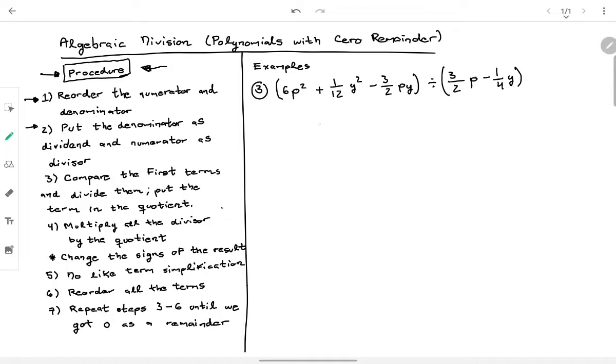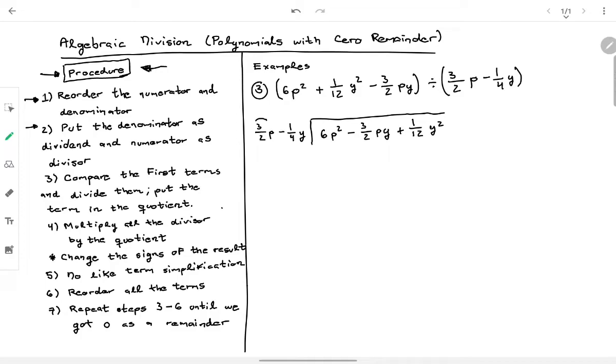So the first one is going to be 6p squared minus 3/2 of py plus 1/12 of y squared, because of alphabetical order. So we will need to put the other one as a divisor. It's ordered. So we have done step 1 and step 2.